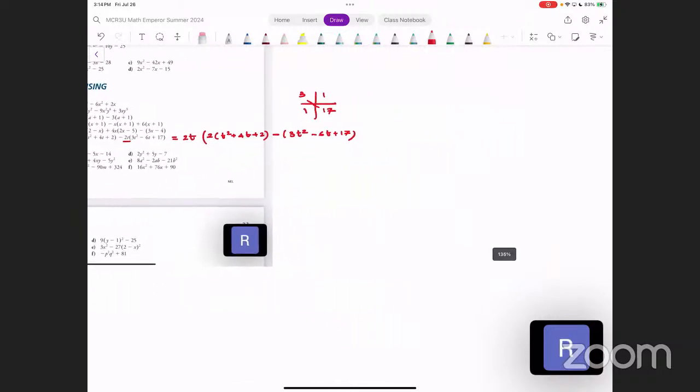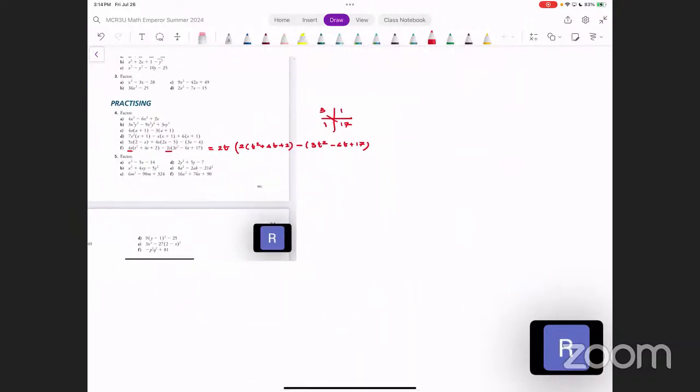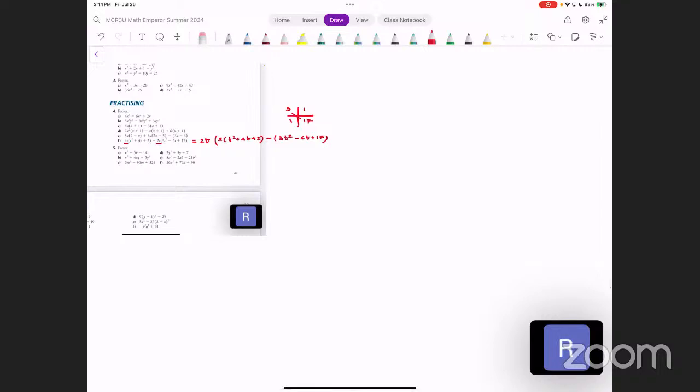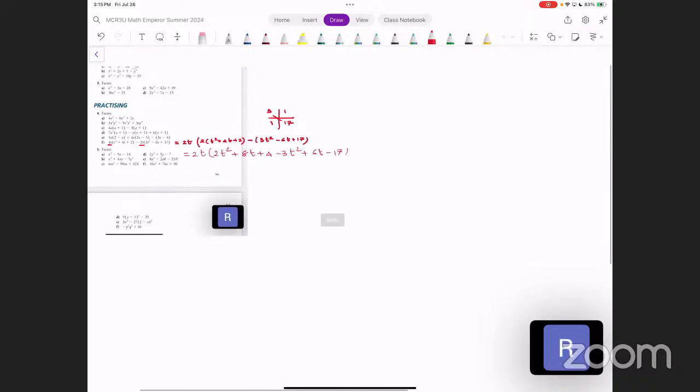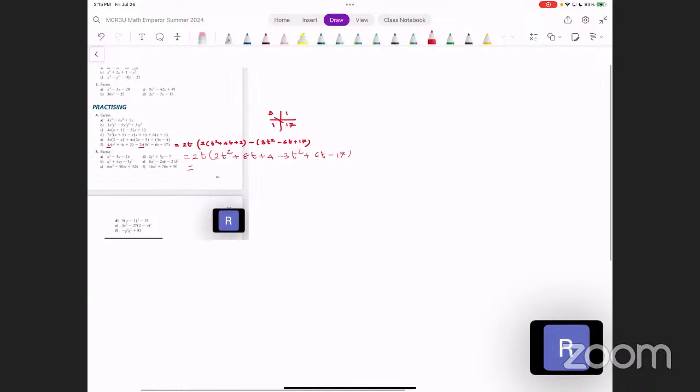Any question on that step? When I take the 2t as a common factor, are you following that? What's happening? All right. Now we're going to open a bracket. So this is 2t still outside. This is going to be 2t squared plus 8t plus 4 minus 3t squared plus 6t minus 17. Make sense? Next step. Now we're going to just factor inside, so 2t.